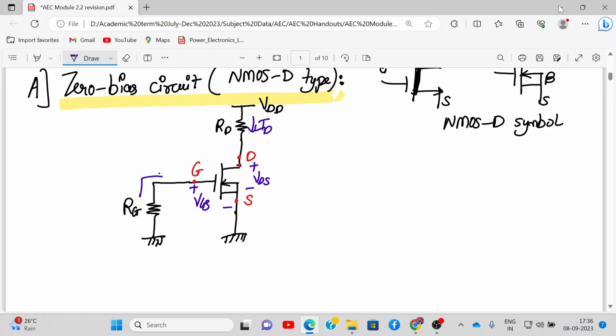Can IG current flow in a MOSFET? No. Why can it not flow? Because of the presence of the oxide layer. So IG is always 0 amperes in the case of MOSFET. But still we are drawing it because we need to apply KVL and KCL.